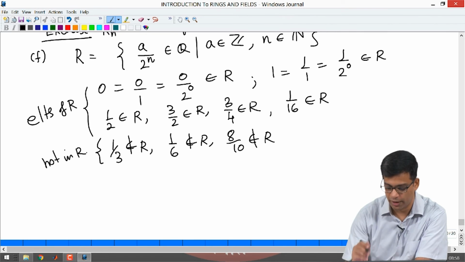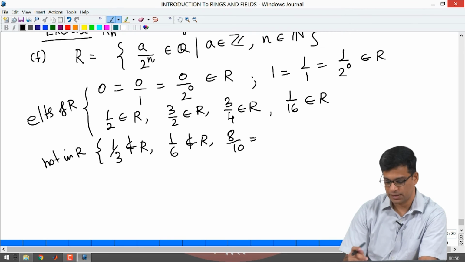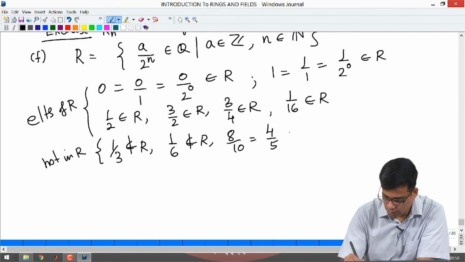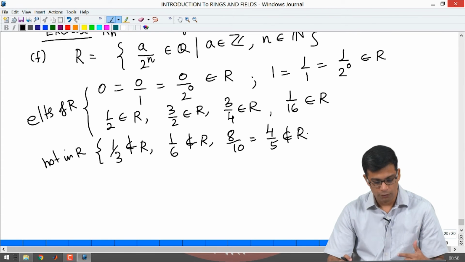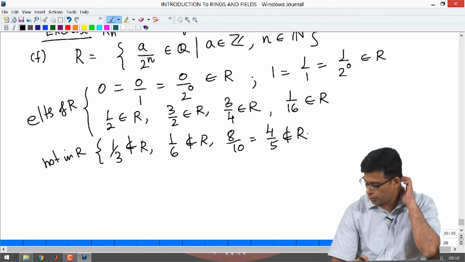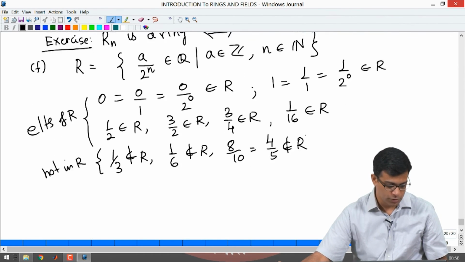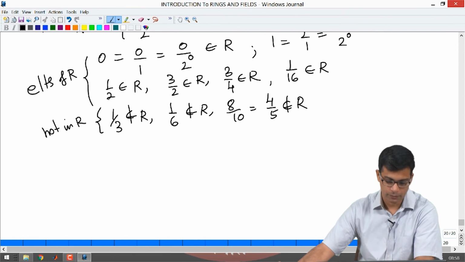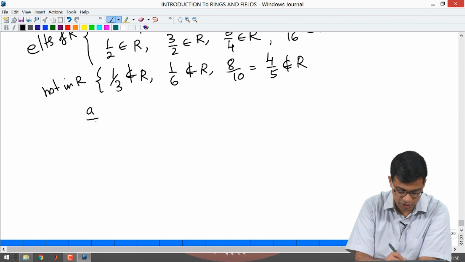Of course, again I have to simplify. So, 8 by 10, let us cancel the common factors here. So, you had 4 by 5, right. After you cancel the common factors, the denominator of what remains should be a power of 2. So, is this a ring? That is the question, is this a ring? We already checked that 1 is there and 0 is there.